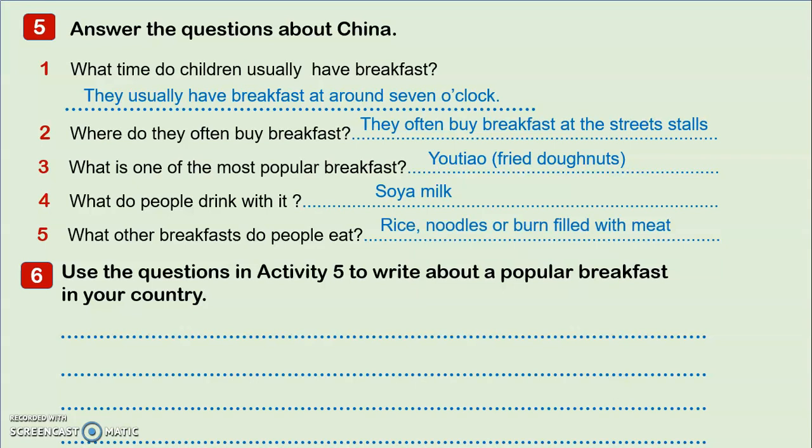Okay, use these questions in activity 5 to write about a popular breakfast in your country. This is for you. You are going to work by yourself on this part, okay? All right, my dear students, don't forget to practice it.